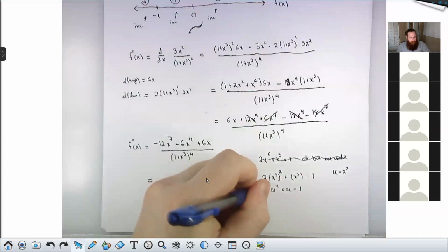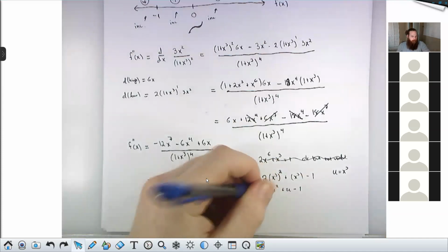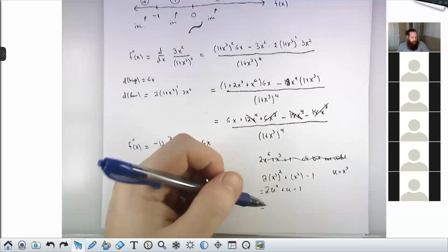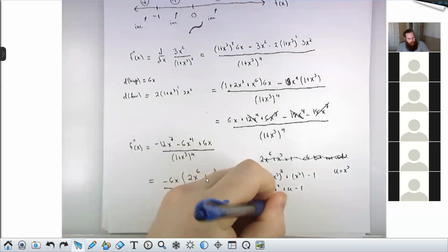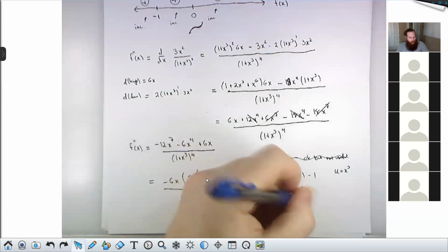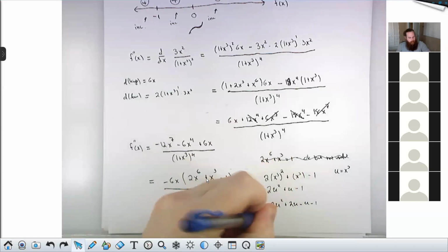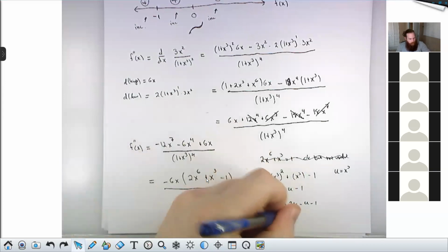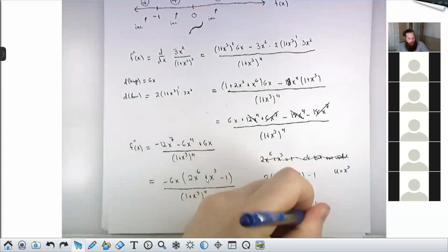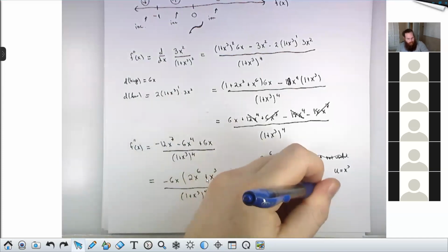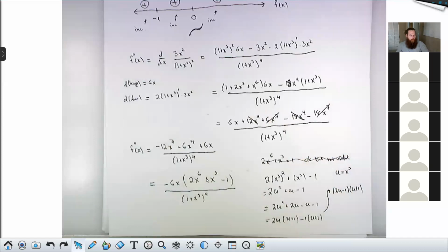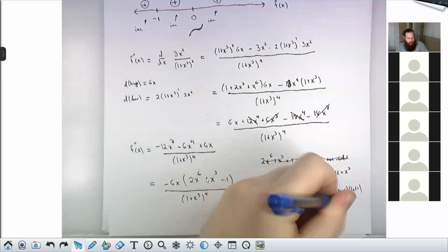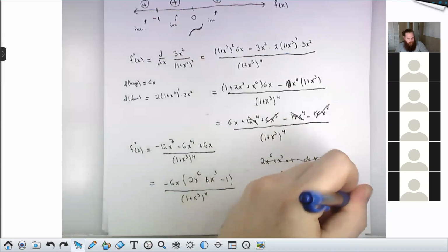So I can factor this guy using the AC method. I've got a 2 times -1, so I need 2 numbers that add up to +1 and multiply to -2. That's going to be +2 and -1, so this is 2u squared plus 2u minus 1, which is 2u times u plus 1 minus 1 times u plus 1. So we get 2u minus 1 times u plus 1, which is 2x cubed minus 1 times x cubed plus 1.